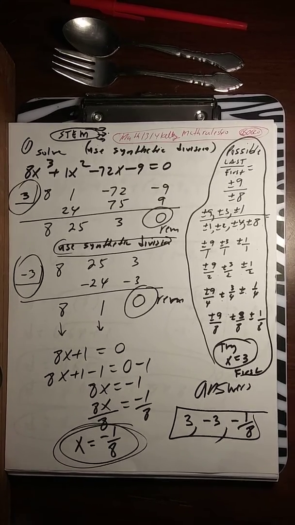Alright, let's do the STEM, Math 1314, Kelly Math Rules 40 questions. 060620. Alright, use synthetic division to solve this.